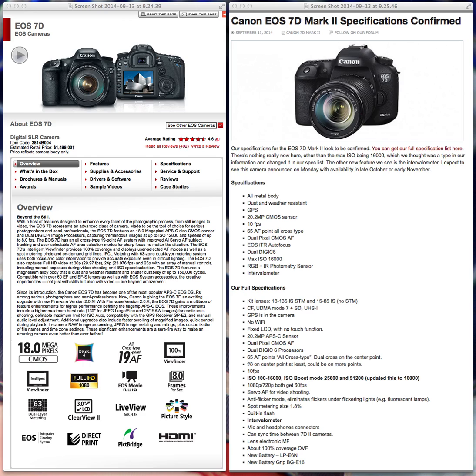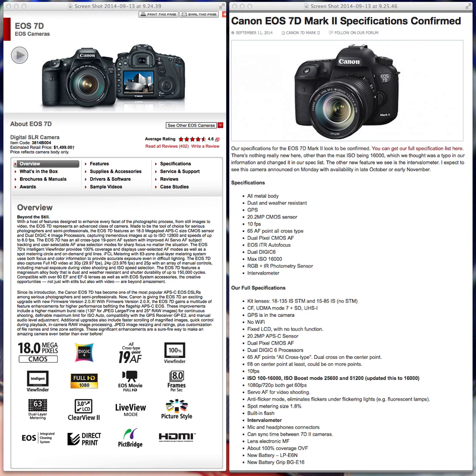So going from Digic 4 times 2 to Digic 6 times 2, big speed increase. That's going to be very important. A lot of people are going to like that speed increase. So that's good. Now next we have the ISO.